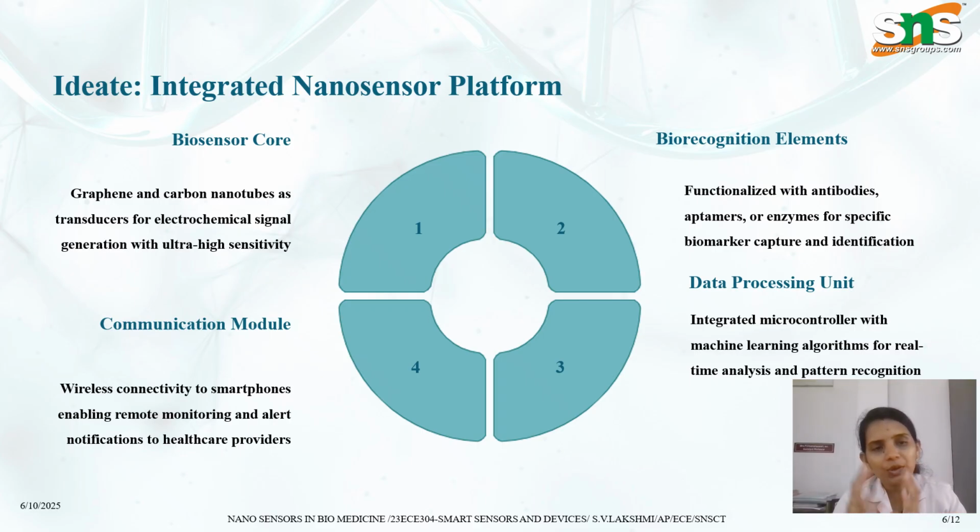Then we go with the biosensor core and communication module. After analyzing and collecting all the data, wireless connectivity to smartphones lets us receive the data efficiently. The biorecognition elements, as we said, are functionalized with antibodies and enzymes. And as the data processing unit, the microcontroller is the key to process all these things. So this is how the nanosensors work.